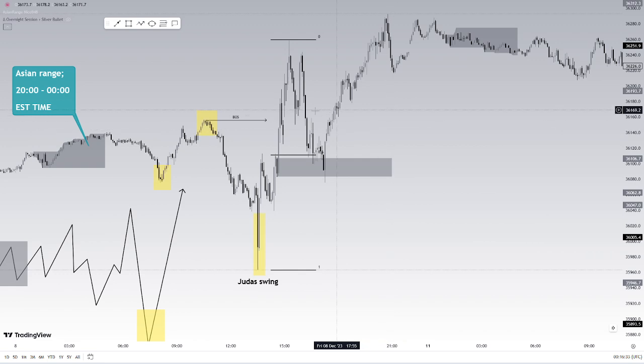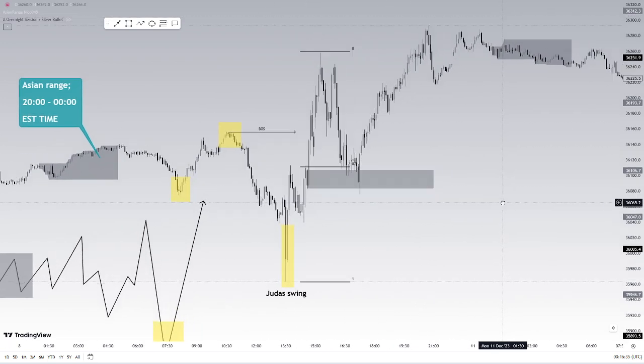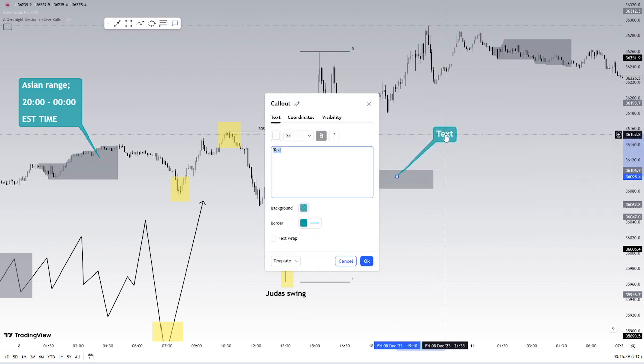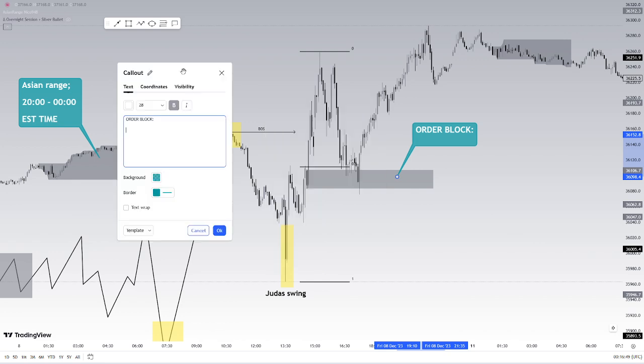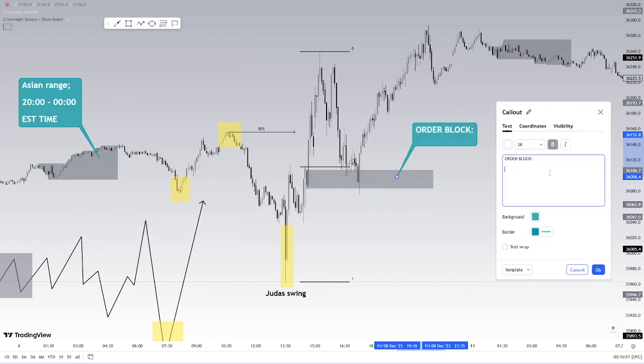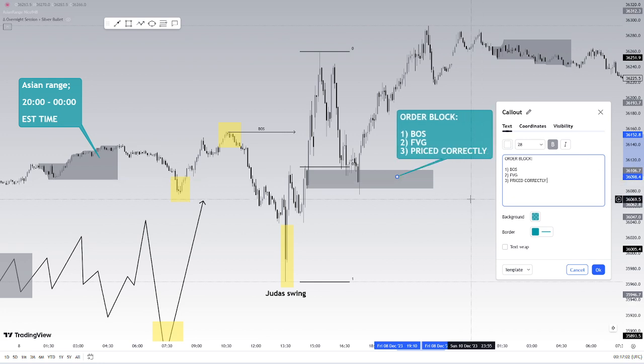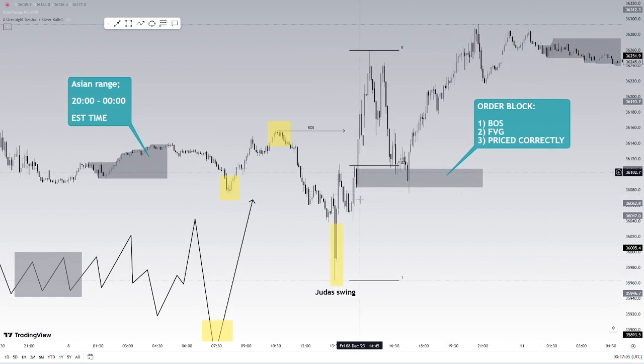Now we have to understand what makes this an order block. We have to understand order block theory. Something we teach, something we go over a lot in the community, is that an order block has three things to it that must be there. We have all three of them over here, right? So an order block must break structure, an order block must leave a fair value gap in price, and an order block must be priced correctly. So with these three things, let's go and analyze this order block in detail.